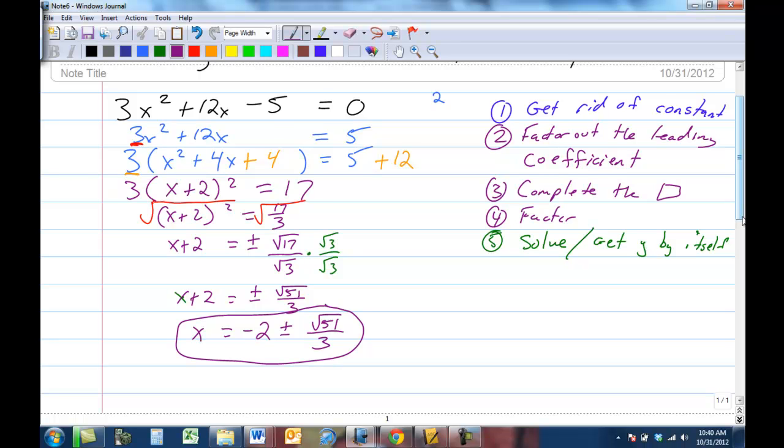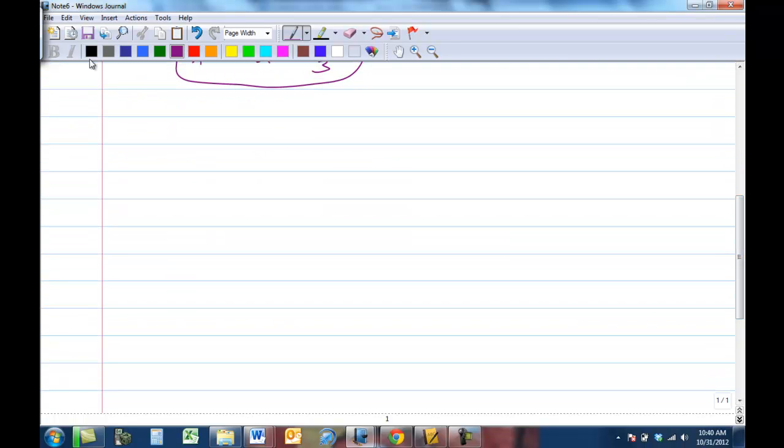All right, let's do another example here. Number 2. Another example here would be, how about negative 3x squared plus 16x minus 31 equals 0. All right, I'm going to be honest. Hold on tight. This one's going to sting a bit. Get rid of the constant. Negative 3x squared plus 16x, leave a space, equals 31.